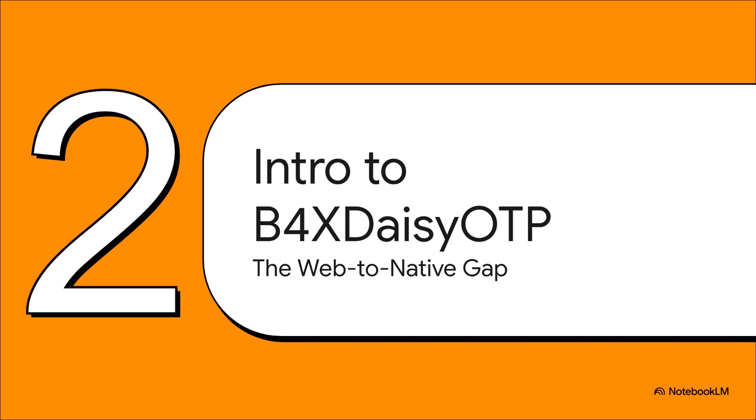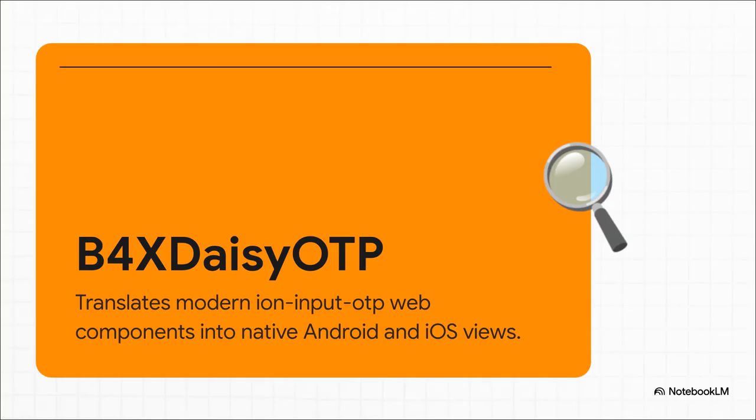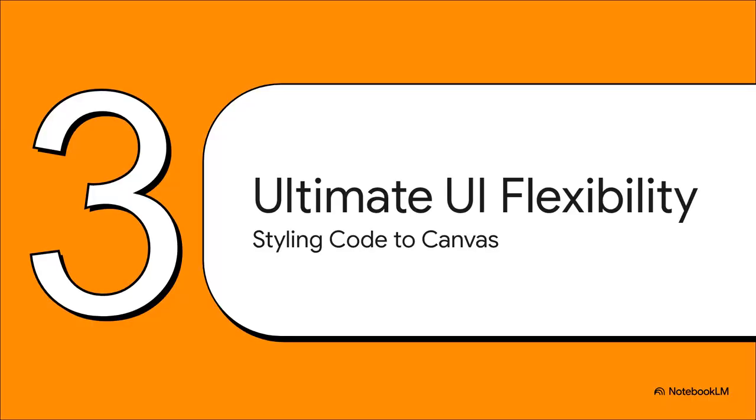Moving on to Section 2, introducing B4XDaisyOTP, bridging the web-to-native gap. To completely solve this friction, B4XDaisyOTP acts as a direct bridge. It literally takes the highly refined design patterns of the modern ion-input-otp web component, the one found in Ionic v8, and translates them seamlessly into native, high-quality views for both Android and iOS. Essentially, it gives your users that flawless, modern web experience directly inside your compiled native app without missing a single beat.